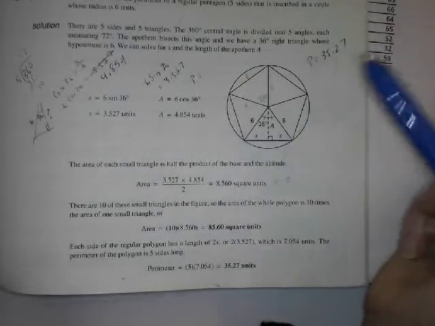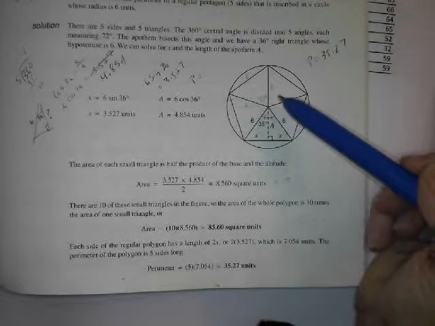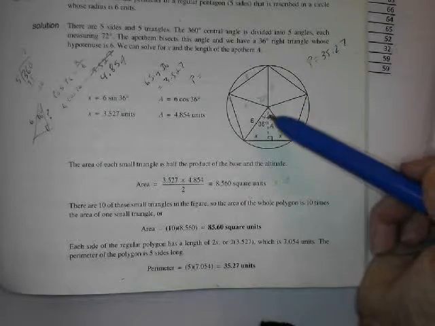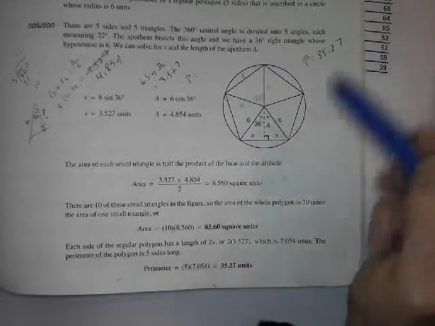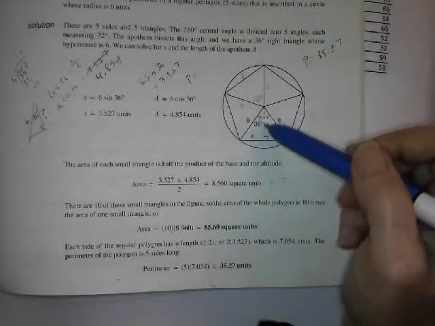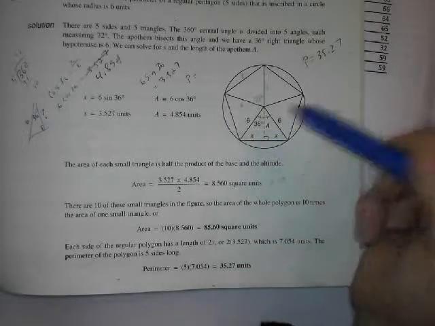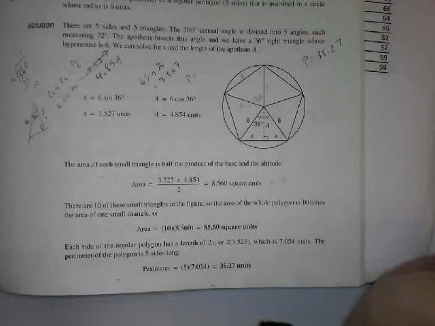You can just use the fact that the angles, as they meet in the middle, have to add to 360. So you can go 360 divided by 5, and I think that gives you 72. But then you have to split that in half so that you can have your apothem, or your height. And then you just find the area of the triangle, 1/2 times base times height.